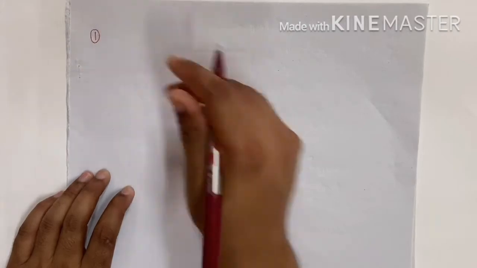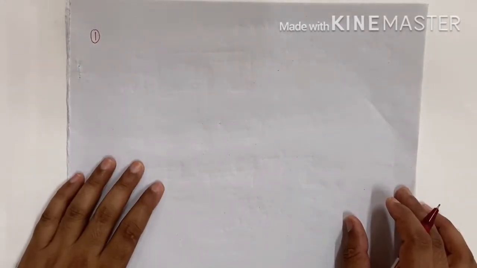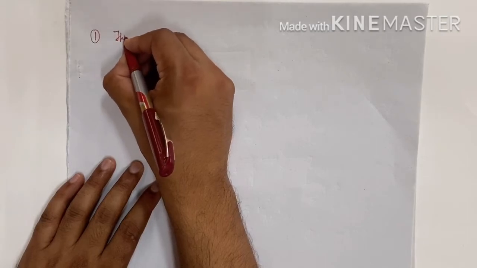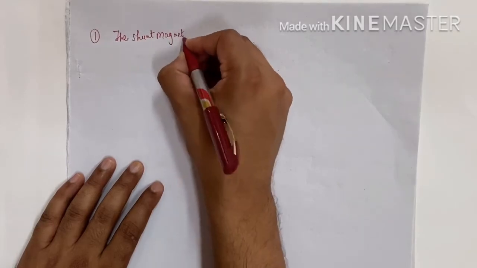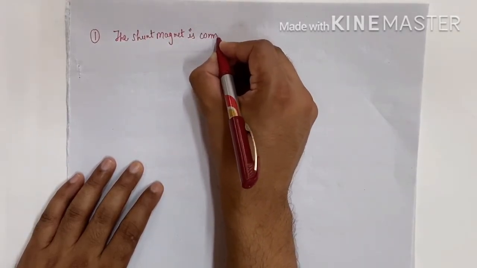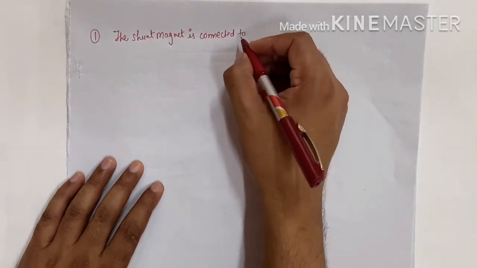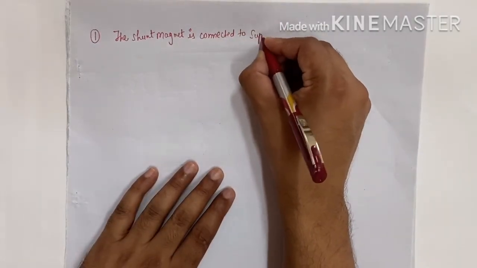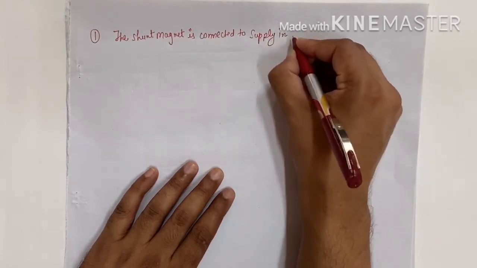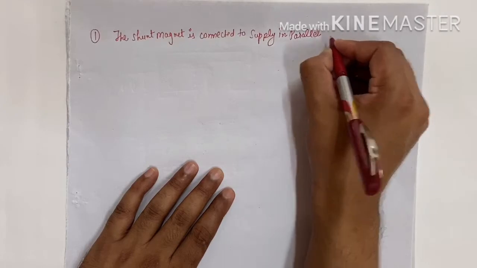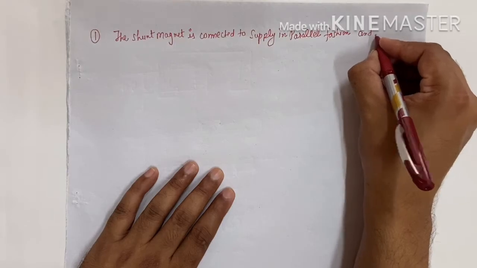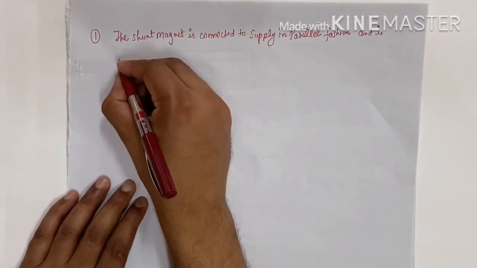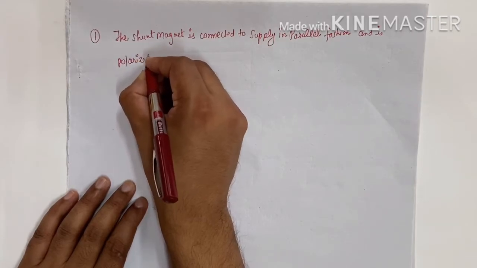Now write one point here, that the shunt magnet is connected in parallel to the supply. The shunt magnet is connected to the supply in parallel fashion and is polarized by voltage.